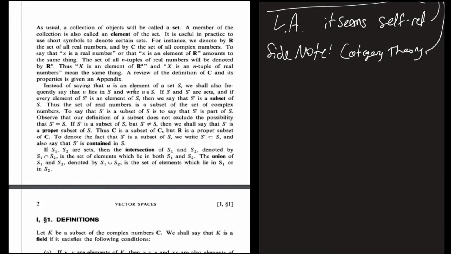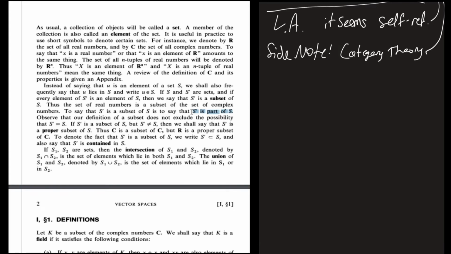Instead of saying that u is an element of S, we shall also frequently say that u lies in S. And we write u is inside S, right? This is just set builder notation. If S and S prime are sets, and if every element of S prime is an element of S, then we say that S prime is a subset of S. Very good. Thus, the set of real numbers is a subset of the complex numbers, etc., etc. Okay, to say that S prime is a subset of S is to say that S prime is part of S. Yeah. I like that.